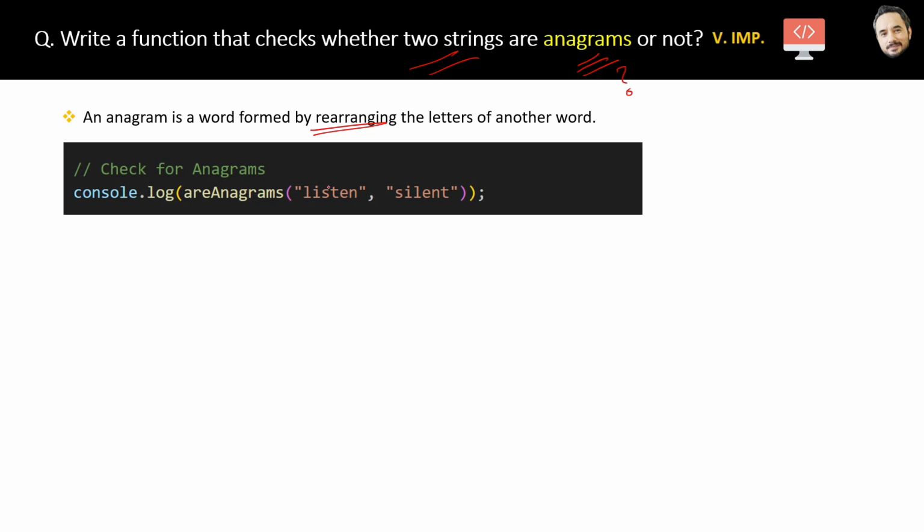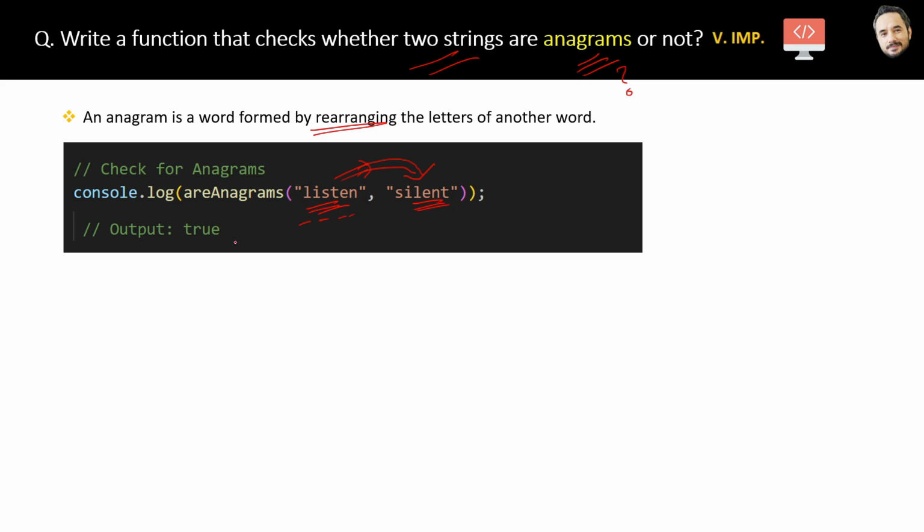Suppose you have these two words, listen and silent, right? Now you can closely observe that by rearranging the letters of the word listen, you can get silent, by using the same letters, right? That means they are anagrams, okay. So the output for this should be true. So how to solve it?